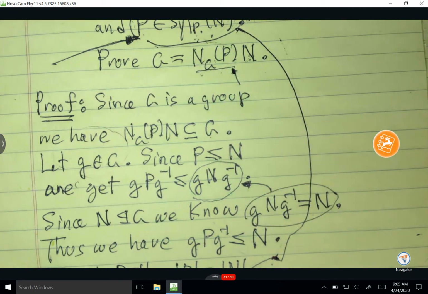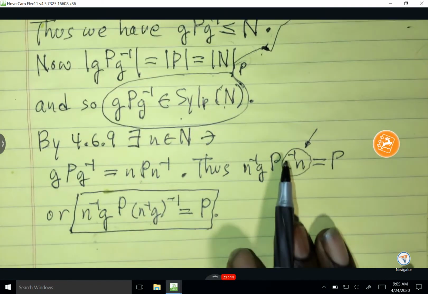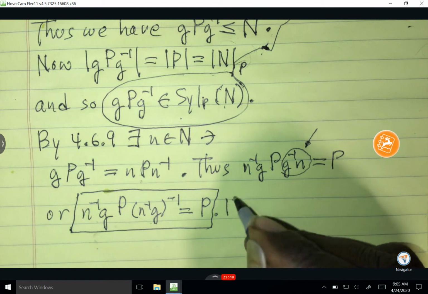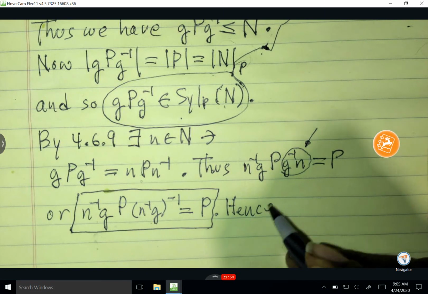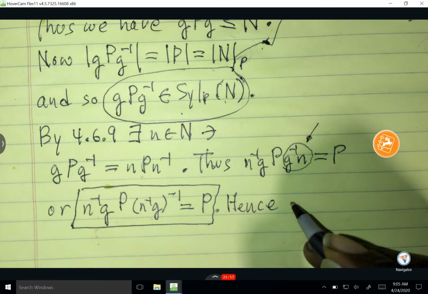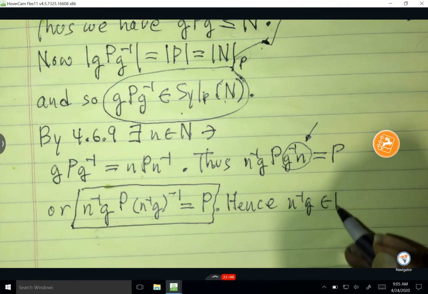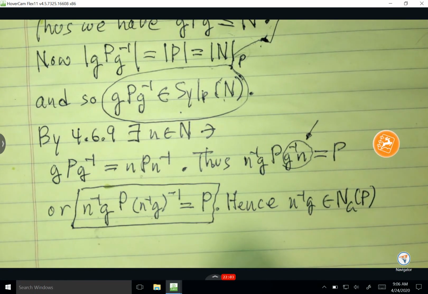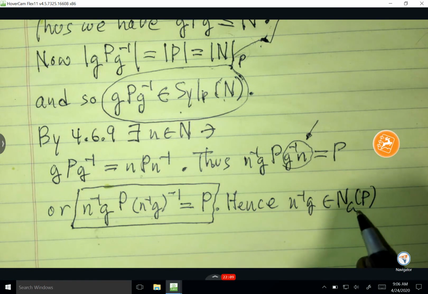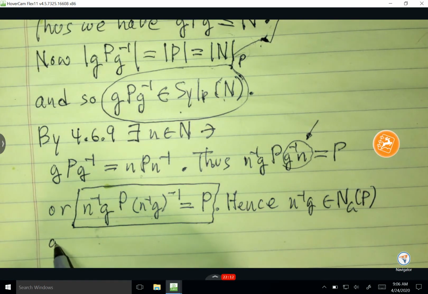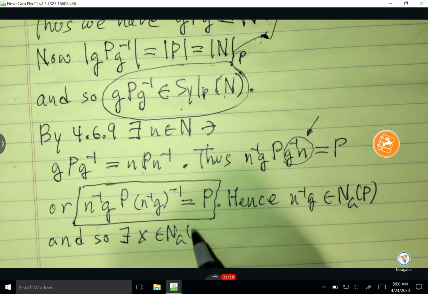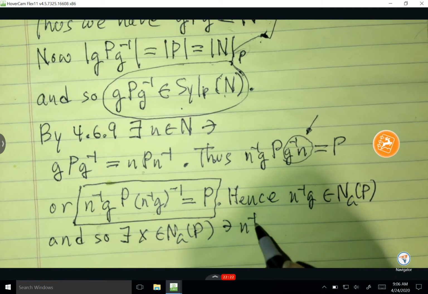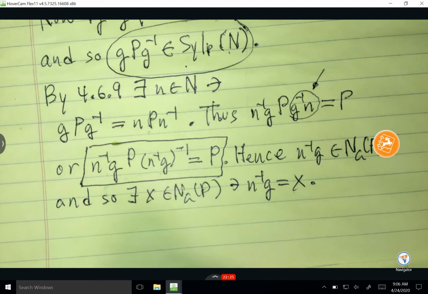See, we're in here now. Okay? So let's say that. Hence, since we said thus right there, let's change words. Hence, n inverse g is in the normalizer in G of P. And so it's equal to something in there. I'll call it x. And so there exists an x in the normalizer in G of P such that n inverse g is x.